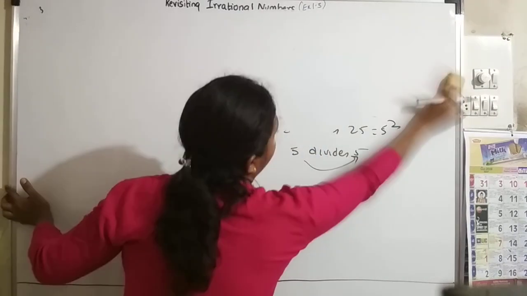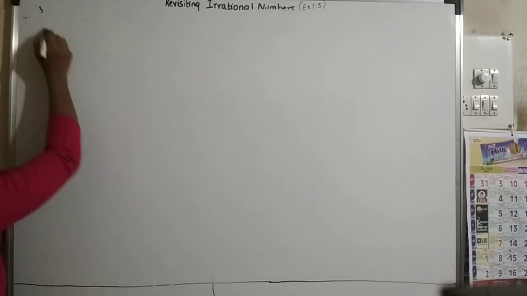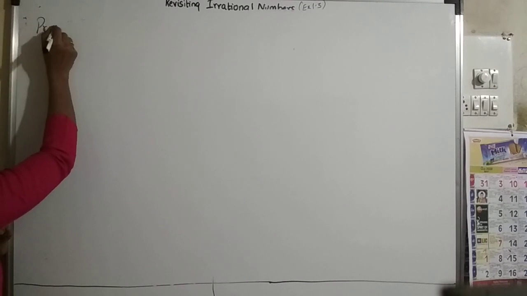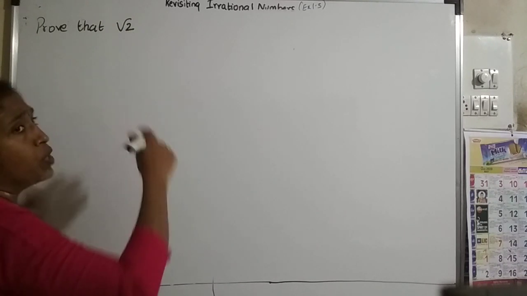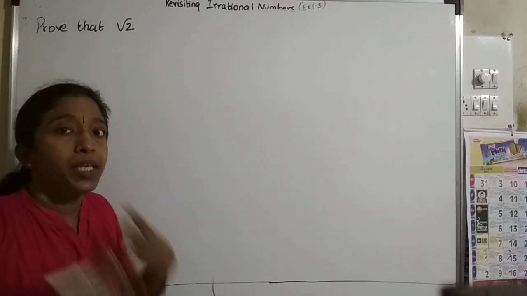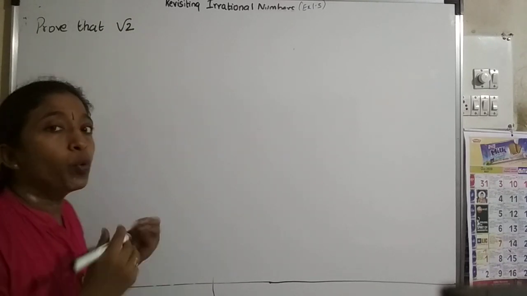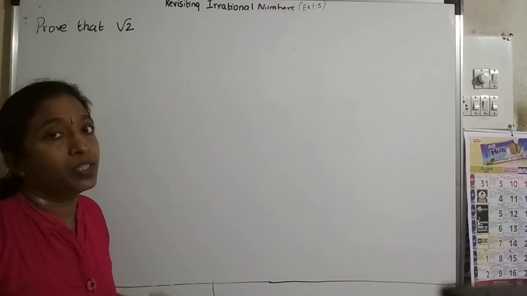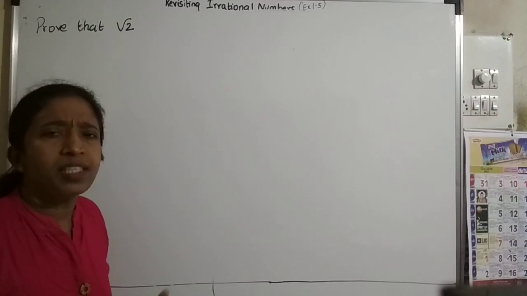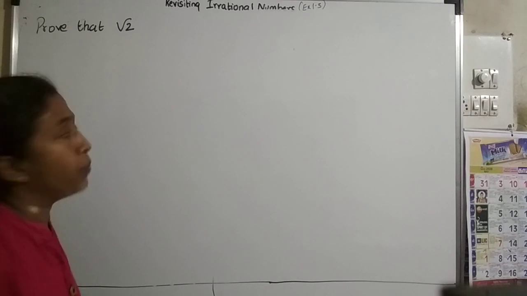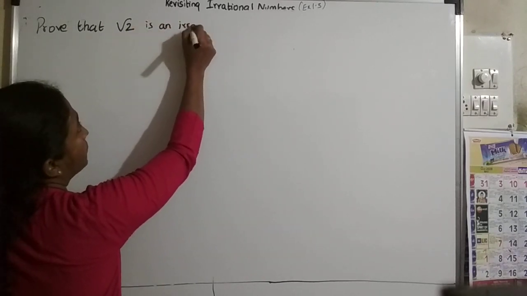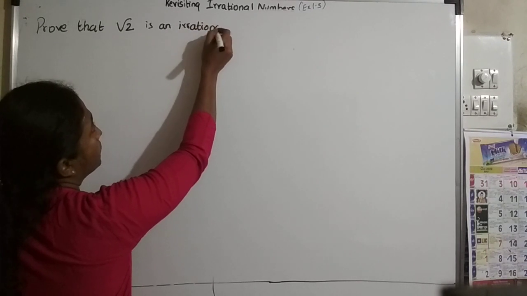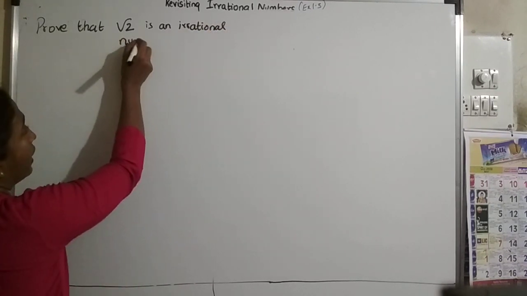The theorem we have, as I said, is the irrationality theorem, which is very, very important from the board's point of view. Let's prove the first basic theorem. I am proving that root 2 is an irrational number. If instead of 2, it is any number like 3, 5, 7, the procedure is the same. Prove that root 2 is an irrational number.